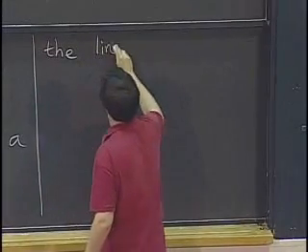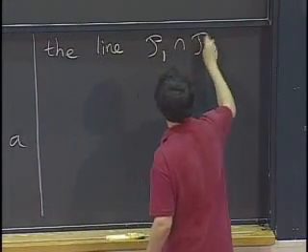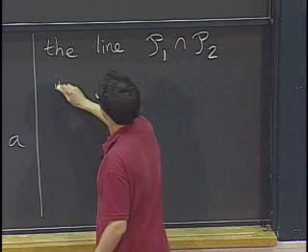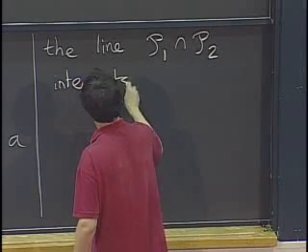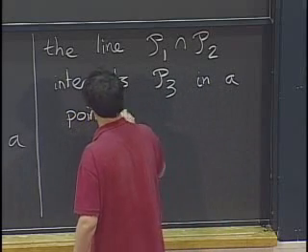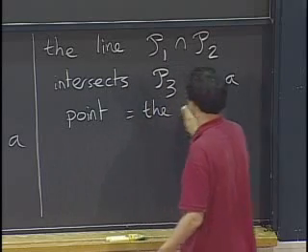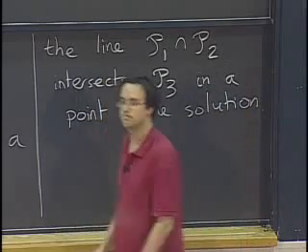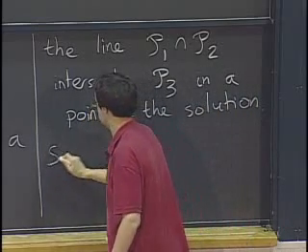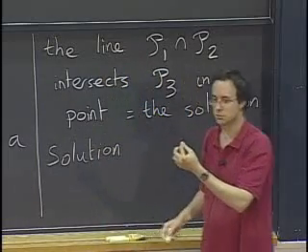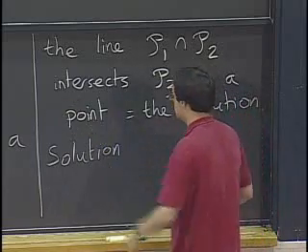Okay? So the line formed by the intersection of the first two planes, this is mathematical notation for the intersection, intersects the third plane in a point, which is going to be the solution. Okay? So the solution, how do we find it? Well, one way is to draw pictures and try to figure out where the solution is, but that's not how we do it in practice if we are given the equations.